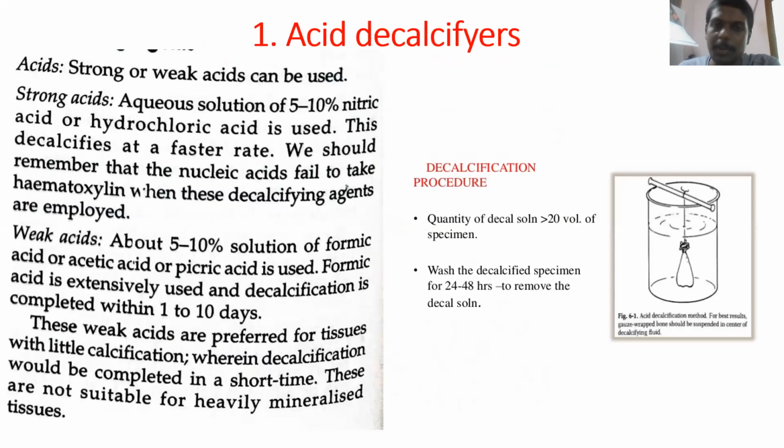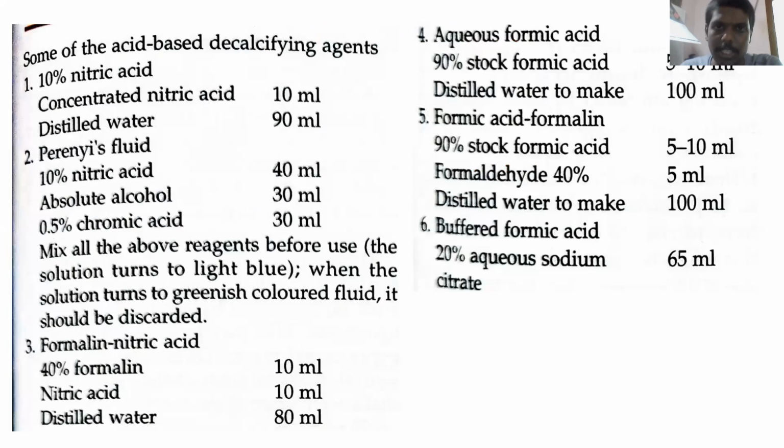Coming to the acids, these are further divided into weak acids and strong acids. Strong acids such as nitric acid or hydrochloric acid can be used, and weak acids such as formic acid, acetic acid, or even picric acid can be used for decalcifying the tissue. Usually in the lab we will use weak acids. Weak acids are the best to be used for decalcifying, and it will take around 1 to 10 days to decalcify the tissue.